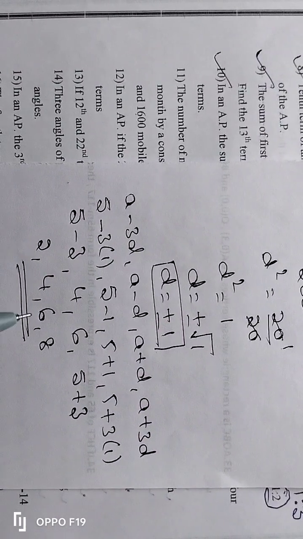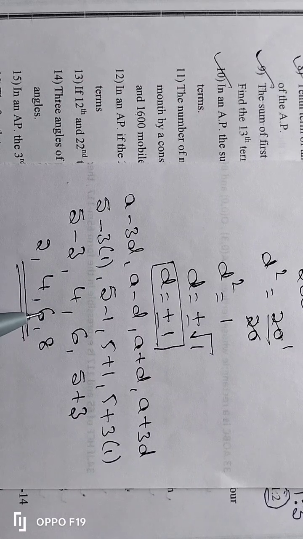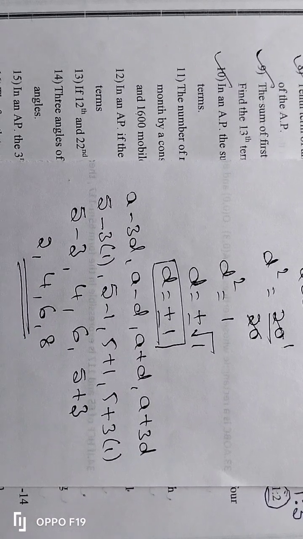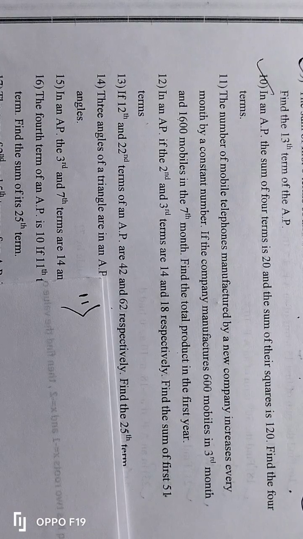Now you add these. 2 plus 4 is 6, 6 plus 6 is 12, 12 plus 8 is 20. So if you square all these four and add them, you will get 120. So you can cross check that one. Like this we have to solve this question. So let us go for the 11th question.